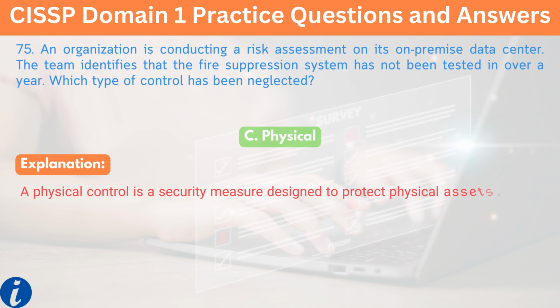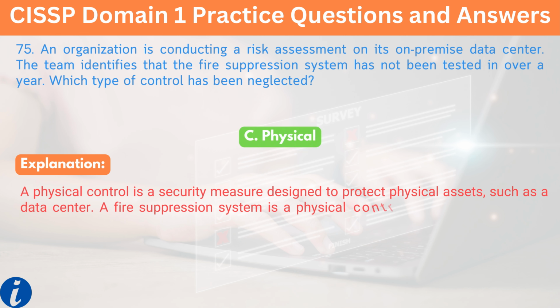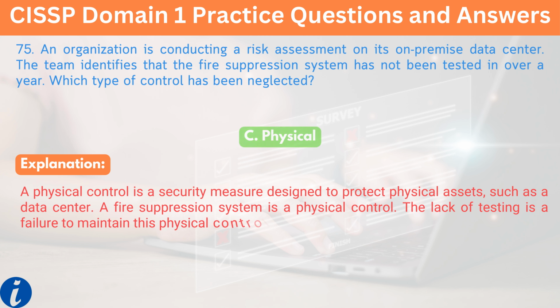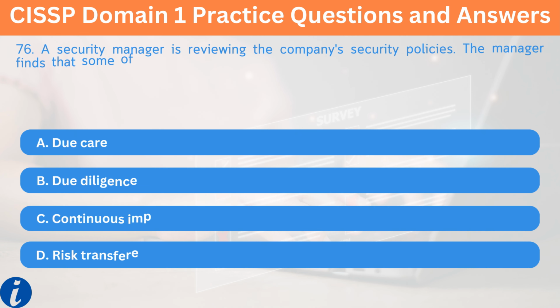Physical. Explanation. A physical control is a security measure designed to protect physical assets, such as a data center. A fire suppression system is a physical control. The lack of testing is a failure to maintain this physical control. The other options are incorrect.